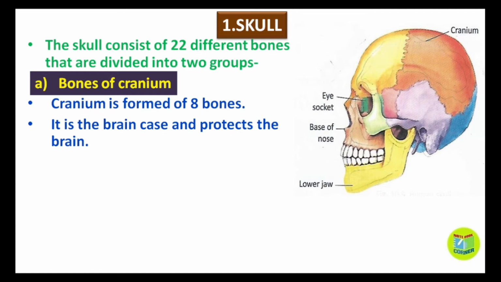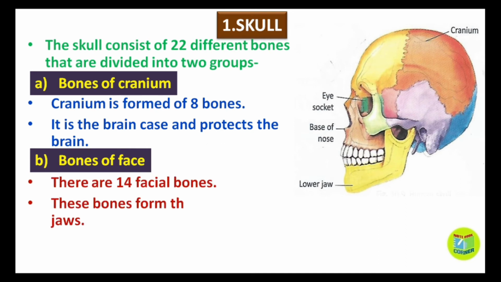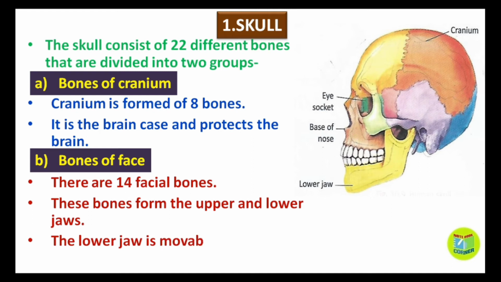There are 14 facial bones. These bones form the upper and lower jaws. The lower jaw is movable. Due to this, the opening and closing of the mouth is possible.